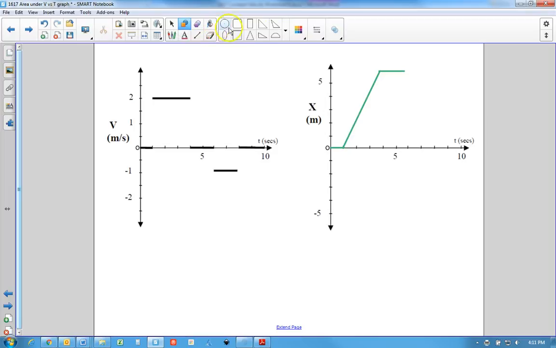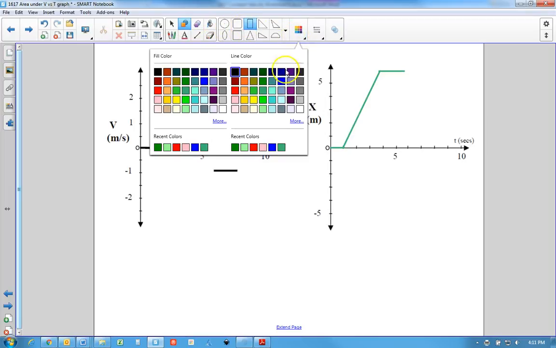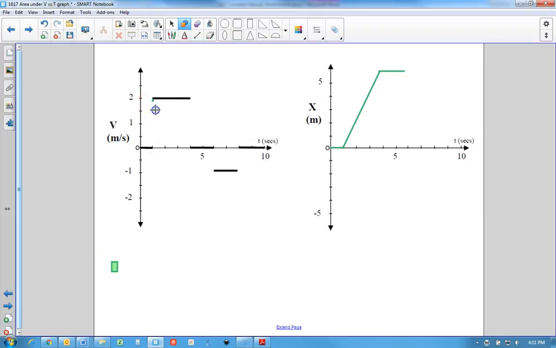So I can go ahead and draw those rectangles in there. This rectangle, that's the one that has an area of 6. And then this rectangle would have an area of negative 1 for 2 seconds. That's a displacement of negative 2. So I'm going to go from 6 meters down to 4 meters.